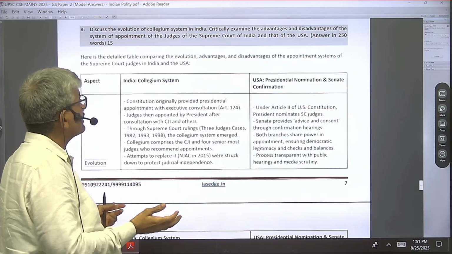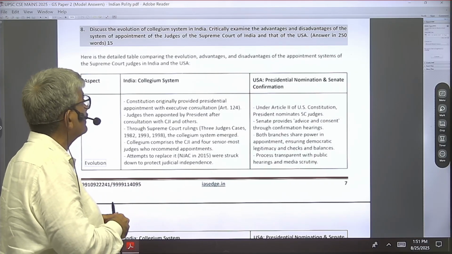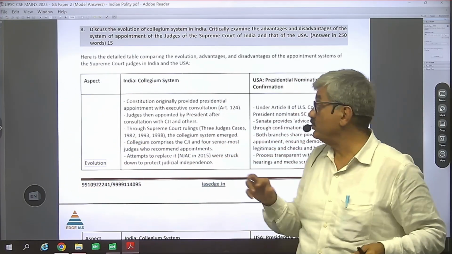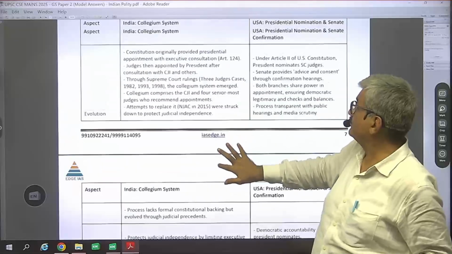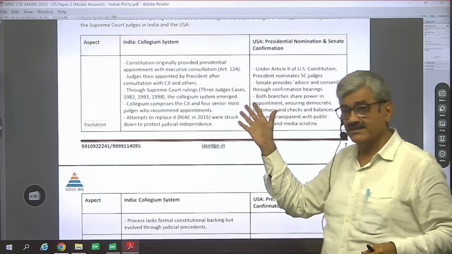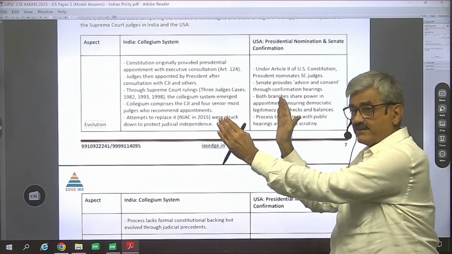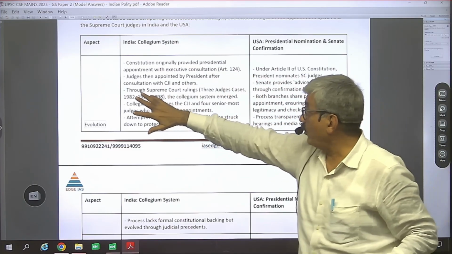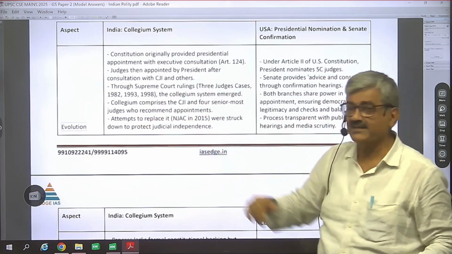Evolution of the collegium system: critically examine the advantages and disadvantages of the system of appointment of Supreme Court judges in India, and we are supposed to compare it with the system of USA. We have written this in two different boxes. We have compared it, and we also have made reference to the three judges cases that we all know, 82, 93, 98.